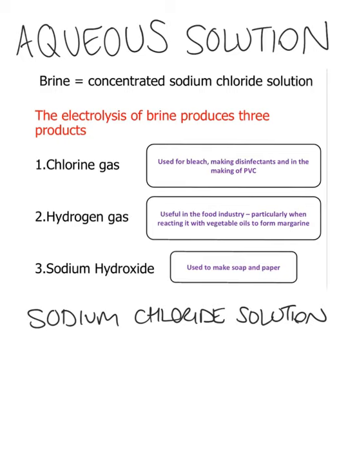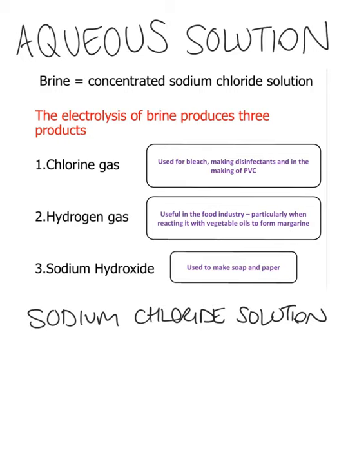Chlorine gas, the test for it is damp blue litmus paper. You hold it in the gas and it will bleach white. Hydrogen gas, you place a lit splint into your sample of gas, and if it's hydrogen, the splint will give a squeaky pop. Sodium hydroxide can be tested using universal indicator, because obviously universal indicator in water is green. If sodium hydroxide was present or added, it would turn purple because it is an alkali.